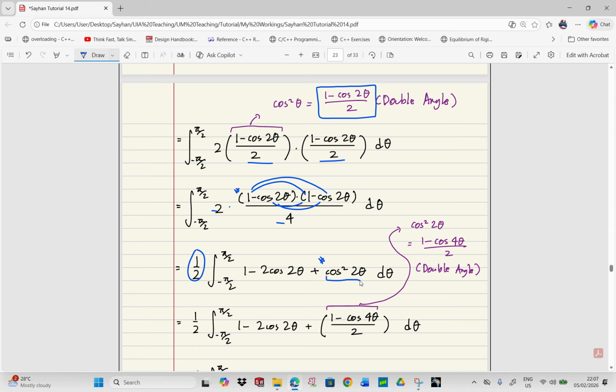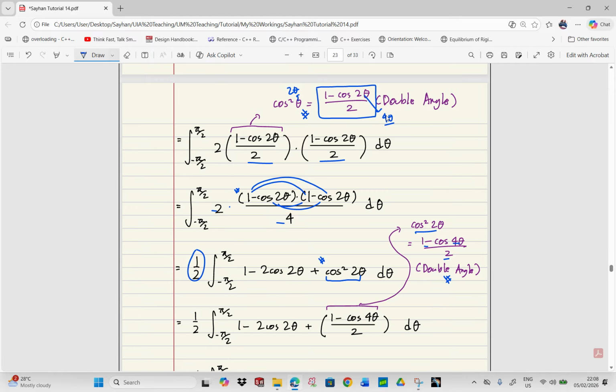And now you have cosine squared 2 theta. For cosine squared 2 theta, the double angle rule will apply. So cosine squared 2 theta is just 1 minus cosine 4 theta over 2. I just based it on the initial formula, right? But instead of theta, it becomes 2 theta, so here it becomes 4 theta. So that's the beauty of the double angle, actually.